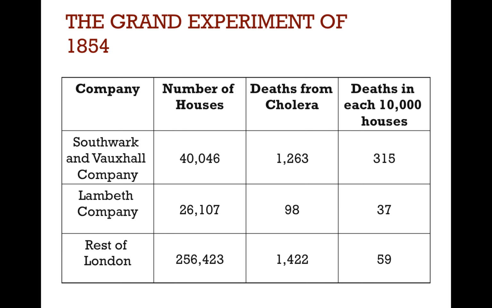And so this is what he found. He looked at the number of houses that were served by Southwark and Vauxhall compared to Lambeth, and the number of deaths from cholera. And he then divided these two and found that for homes served by Southwark and Vauxhall, there were 315 deaths from cholera per 10,000 homes, versus only 37 deaths per 10,000 homes in the Lambeth Company.